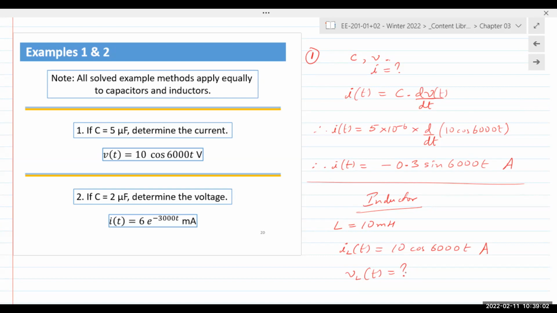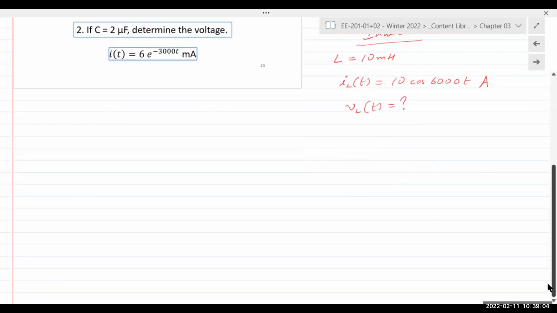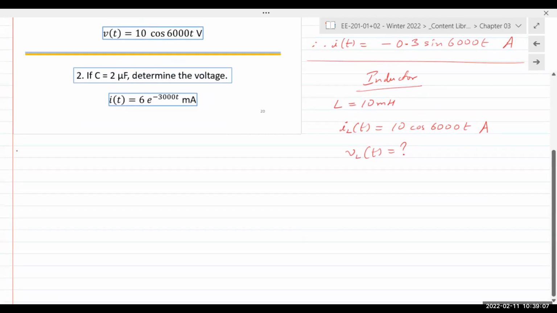Okay. All right, let's take a look at example 2. Example 2, we are given the capacitance value, 2 microfarads. We are given I of t, and now we are asked to find voltage. So what do we do? There's only one other equation that we can use, right? We are given the current, so we need to integrate that current between the time intervals and find the answer for the capacitor voltage.